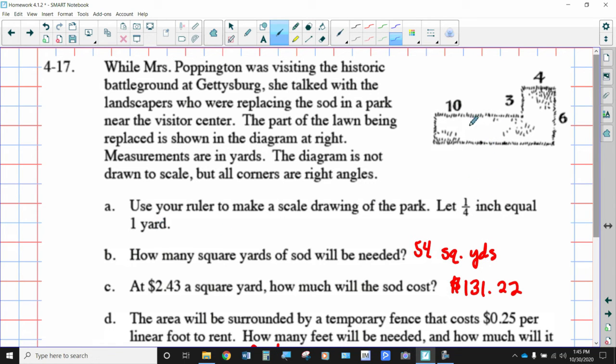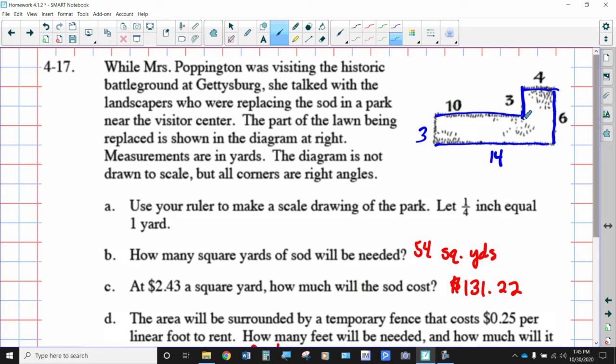All right, so you could do that. You know that this distance from here to here is going to be 10. This is going to be 3. That's going to be 4. That's going to be 6. And if that's 10 and that's 4, then this has to be 14. And if this is 3 and that's 6, then this one has to be 3. Okay? How many square yards of sod will be needed?